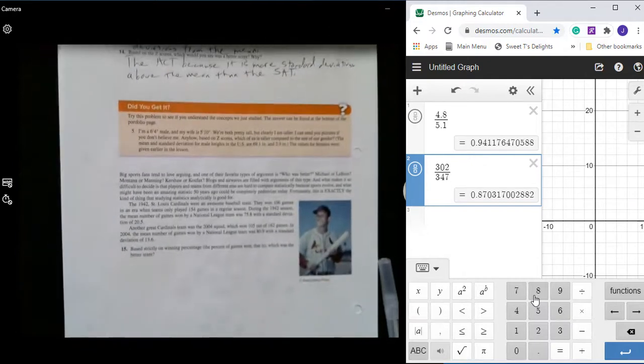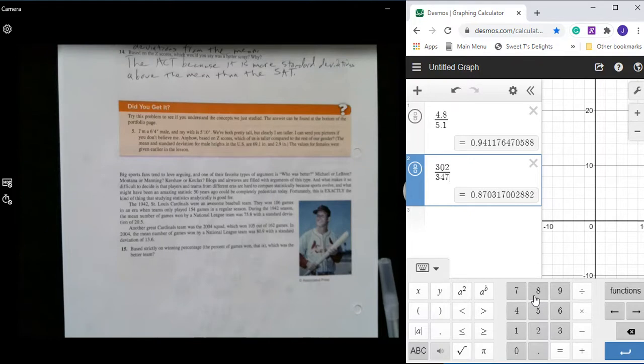Okay, now come down here to a sports situation. It says big sports fans tend to love arguing, and one of their favorite types of argument is who is better, Michael or LeBron, Montana or Manning, Kershaw or Koufax. Blogs and airwaves are filled with arguments of this type.